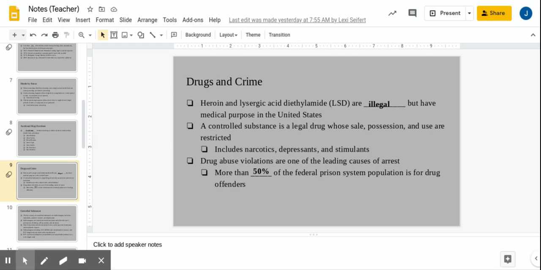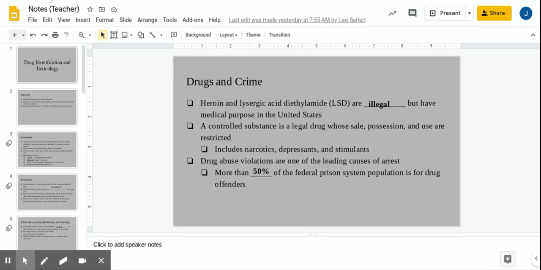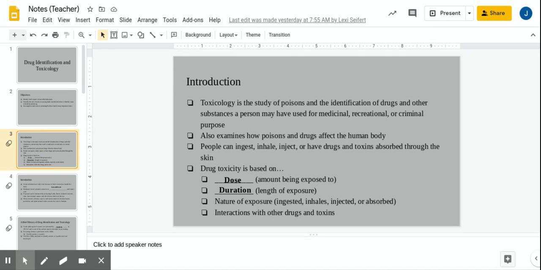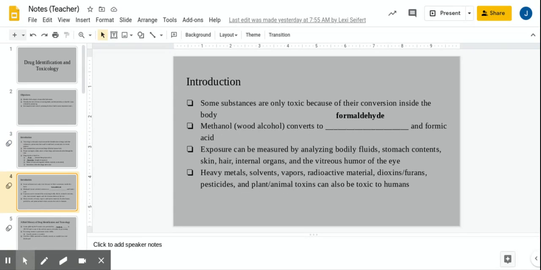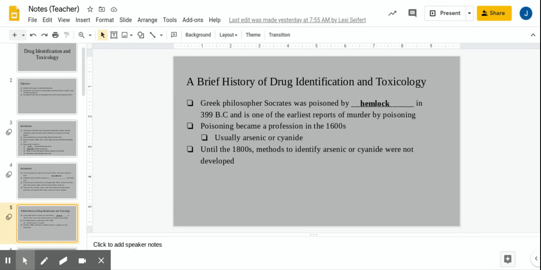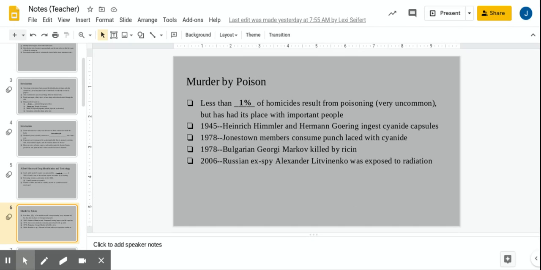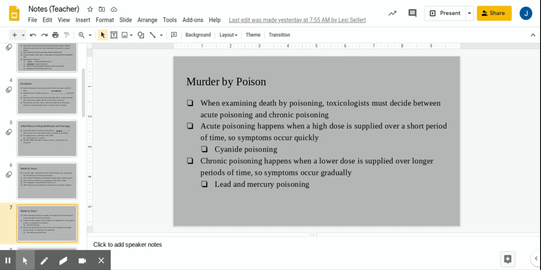I'm trying a new microphone this time, so hopefully I sound far easier to understand than I did in the last few. In our day 1 lesson, we had looked at a little bit of intro to drugs, a little bit about what drug toxicity is, things that are poisonous, famous instances of poisonings.